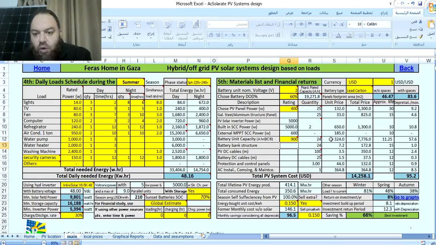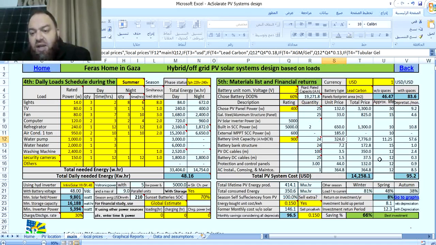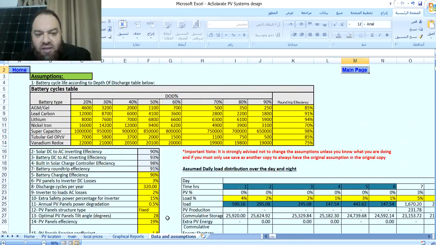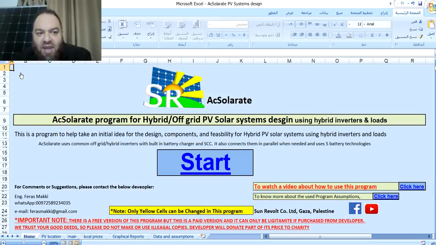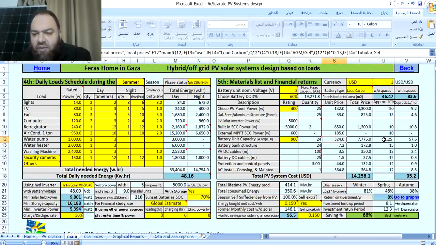So the program will also give a global estimate for its price, and with a depreciation based on the approximate life. The approximate life of the batteries are based on the cycling, and cycling also can be changed in the data and assumptions. For example, lead carbon at 60%, it is almost 3,600 cycles, and therefore we can calculate the life is approximately 11 years. With a depreciation rate of 57.6 US dollars per month.